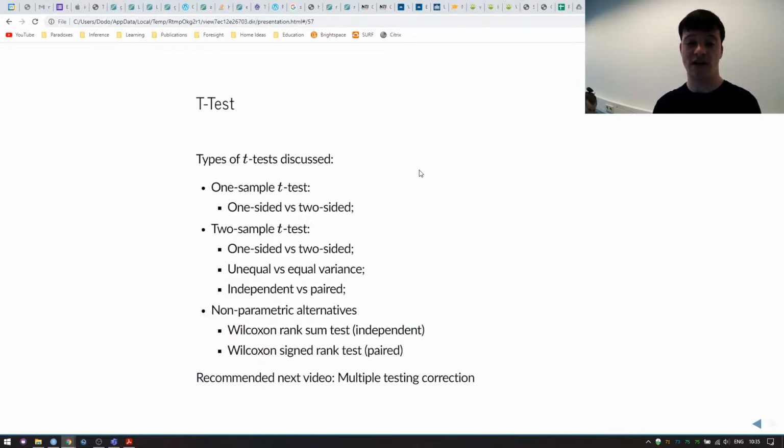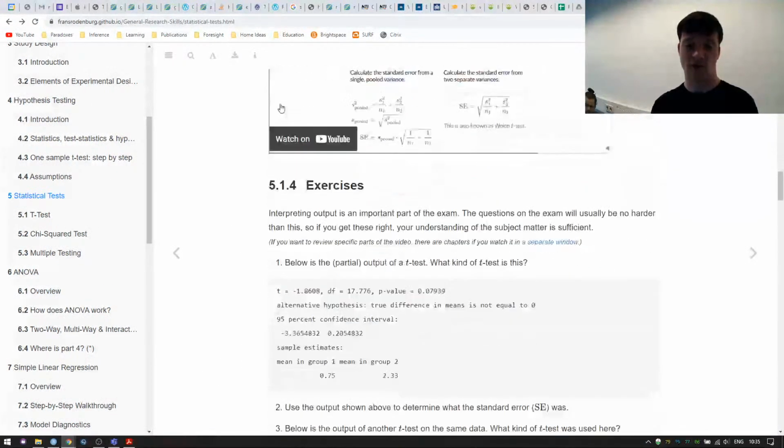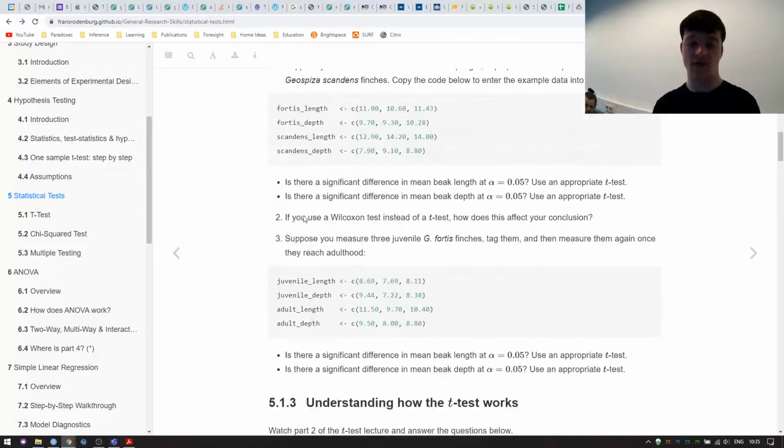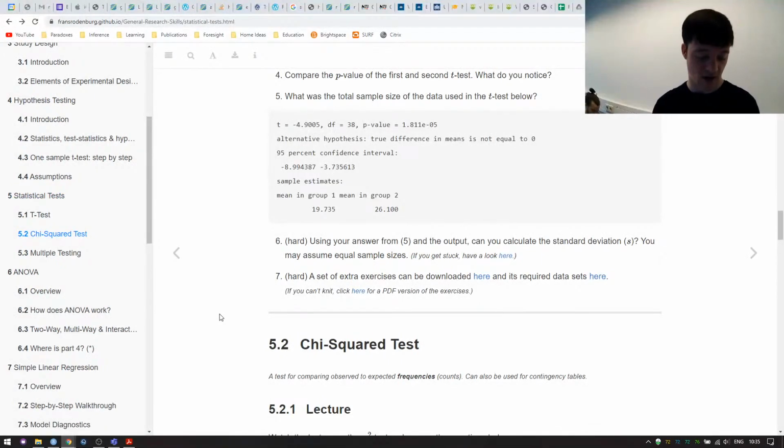If you just want some practice, look at questions 1 to 3 of choosing the right t-test, and 1 to 5 of interpreting the output. That is all for today.